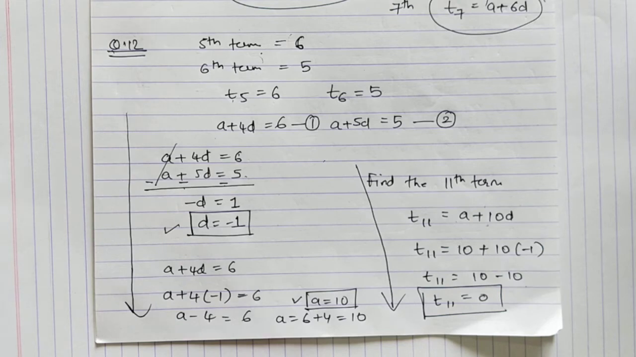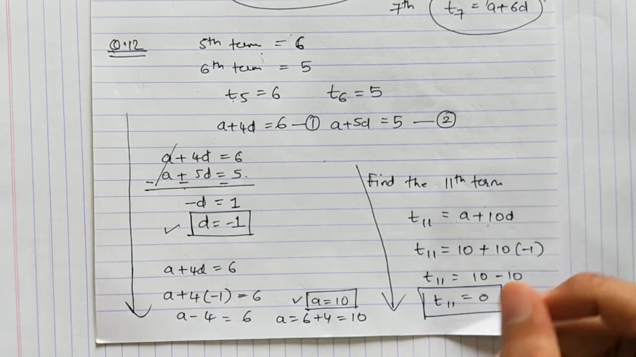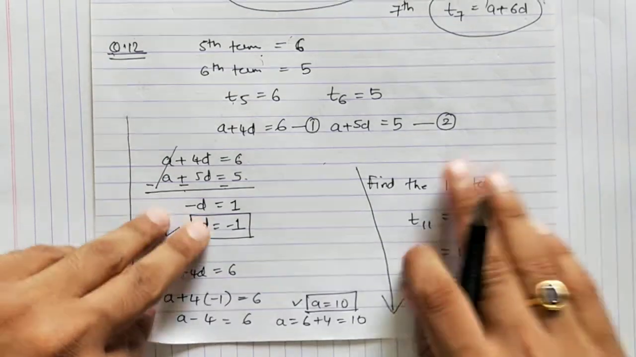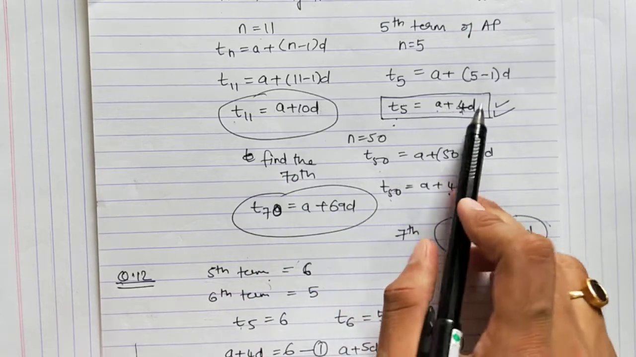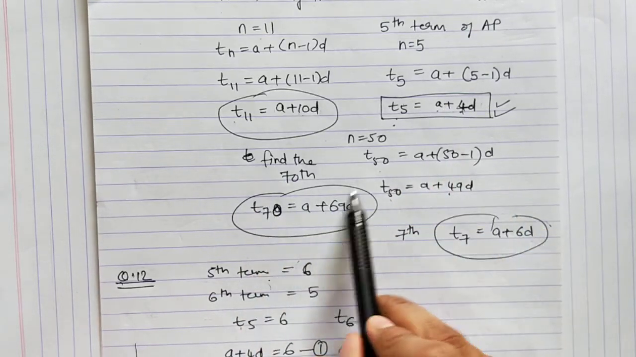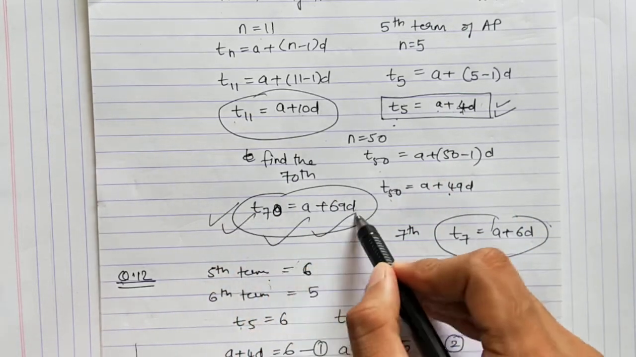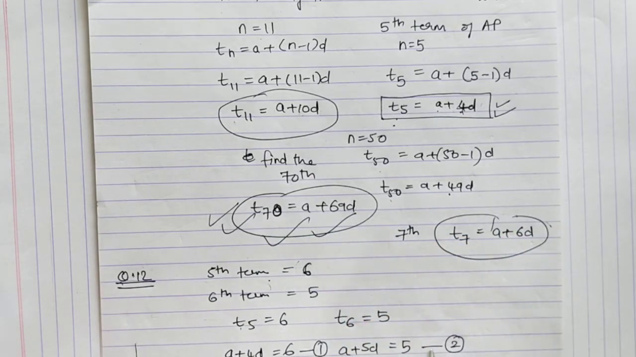So let's start the next sum. Now once this concept is clear, this concept that 11th term is a plus 10d, 5th term is a plus 4d, 70th term is a plus 69d. Once this part is clear in your mind, now the exercise will be very easy for you.